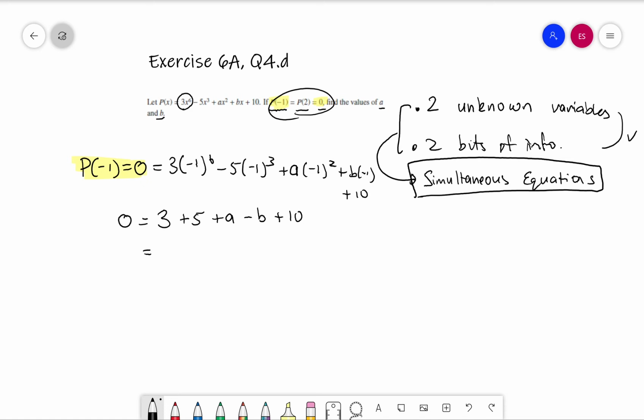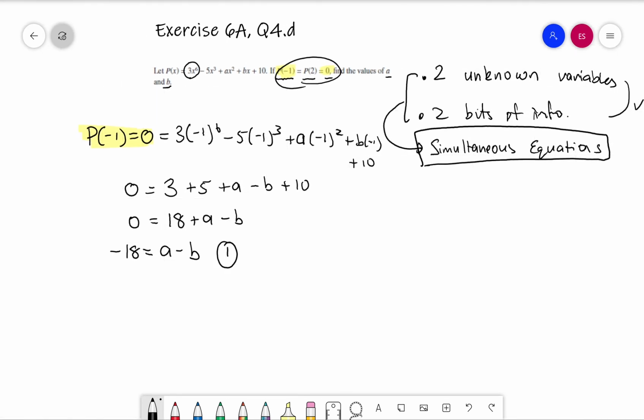So if we group the constants together, 3 plus 5 plus 10 is 18. So 0 is equal to 18 plus a minus b. And then let's take the 18 to the other side, so we just have the unknowns on one side. So we've got -18 is equal to a minus b. And we'll call this equation 1.